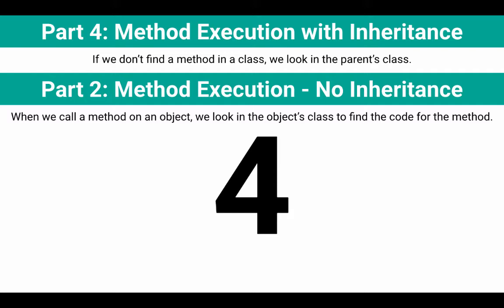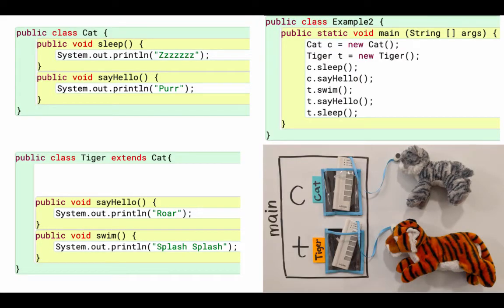And that rule was that when we call a method on an object, we look in the object's class to find the code for that method. So here in part 4, we're adding on: if we don't find a method in a class, we look in the parent's class. Okay, we've already looked at the code for example 2 on the right-hand side. And you might remember that it makes a picture on the bottom.